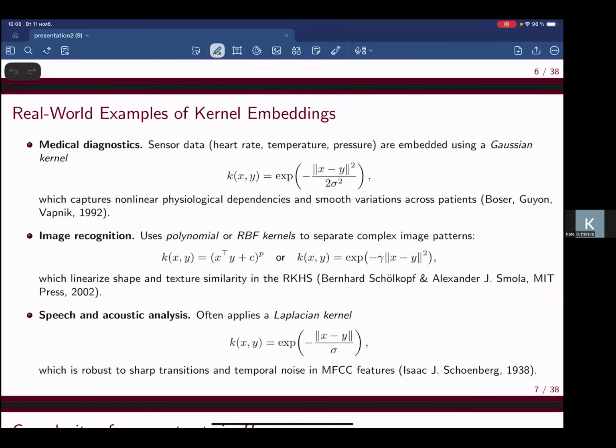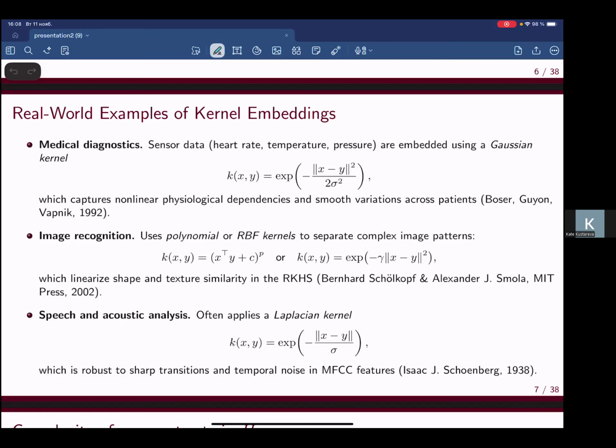The second example is image recognition. We often use polynomial or radial basis function kernels, for instance, and this type of kernel helps to linearize complex image structures, such as shapes and textures, so that in the feature space, similarities correspond to geometric proximity. And this is a foundation behind methods like support vector machine and kernel PCA. And the third one, speech recognition.